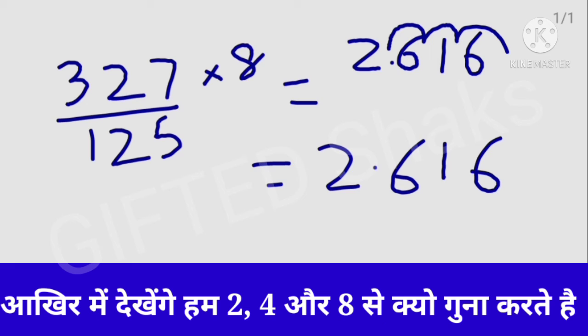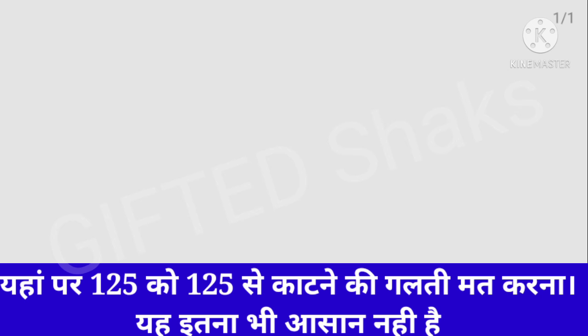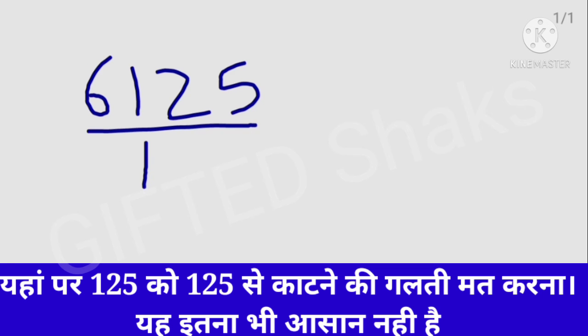In the end I'll show you why for 5 you have to multiply by 2, for 25 you have to multiply by 4, and for 125 you have to multiply by 8. Why do you do that? I'll show that to you a little later. Just hold on. Let's take one more example for now. Now you have a number 6125 to divide by 125.